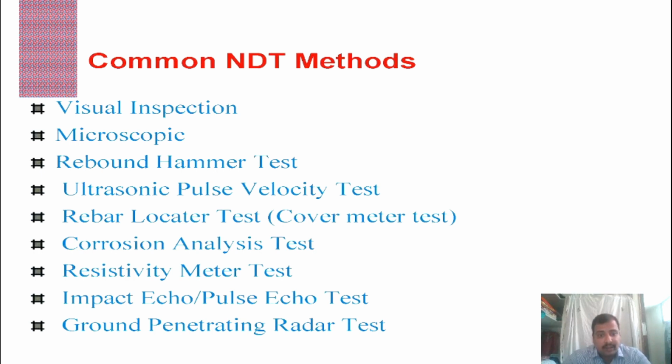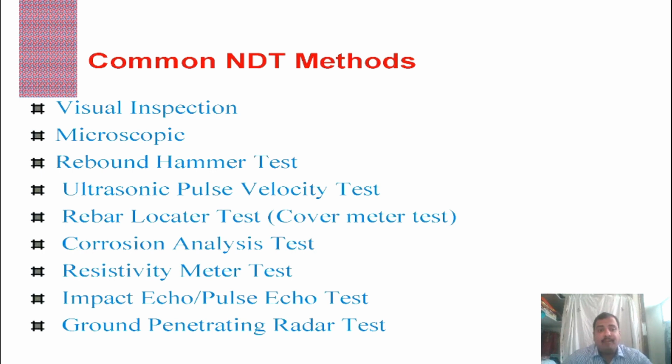Now, this resistivity meter test, again we measure the electric current or electric resistivity by using four probes that make a loop, but it can give results for only a small part of the structure.